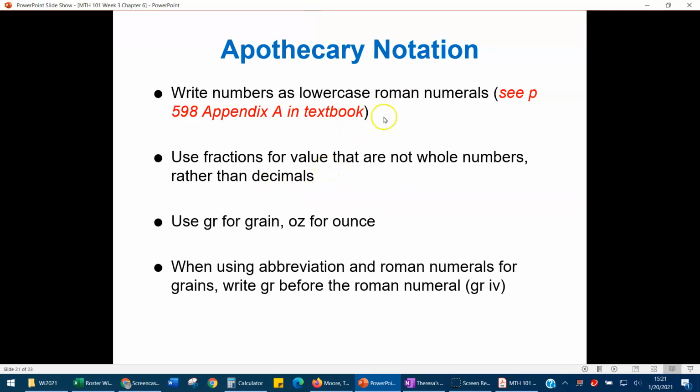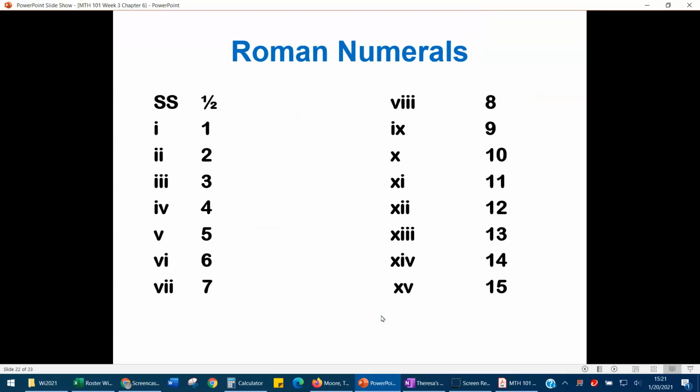So we use fractions. If they're not Roman numerals, you'll use fractions instead of decimals. Use GR for grain and OZ for ounce, but like I said, ounce is now household, so we use the OZ anyway. One other difference with grain, the unit label comes before the number. So you would have your label first and then a Roman numeral indicating how many of those grains. So this slide shows you the Roman numerals you should know for this class. The only fraction you have to know is SS. SS is a half.